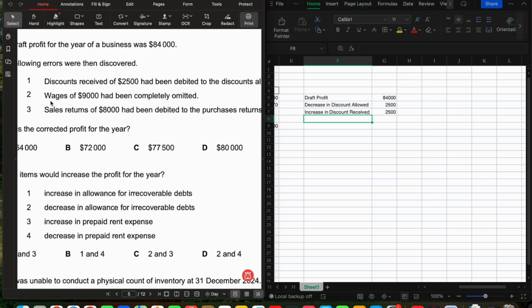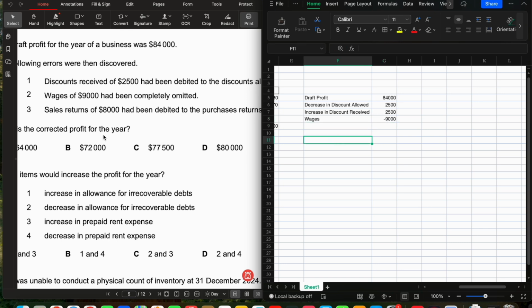Then number 2, the wages of 9000 has been completely omitted. So wages is an expense. So when we write expense, my profit decreases. So this is minus 9000.